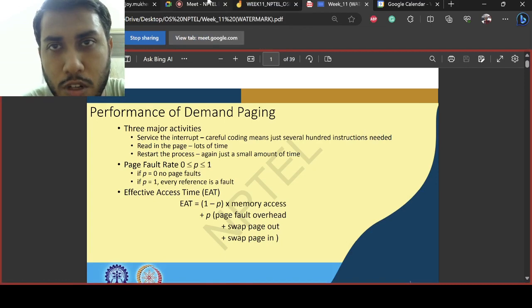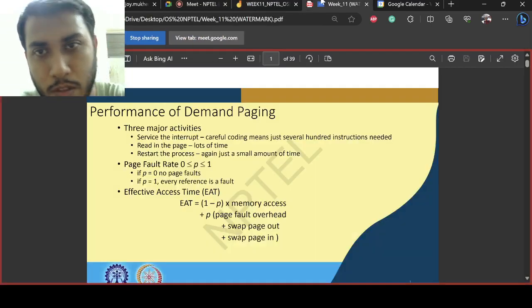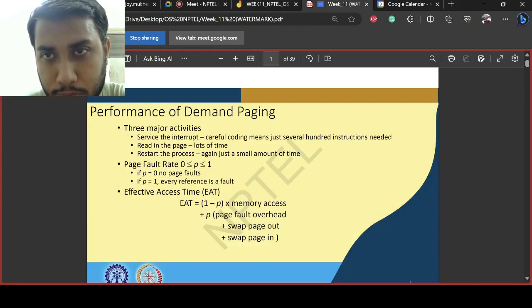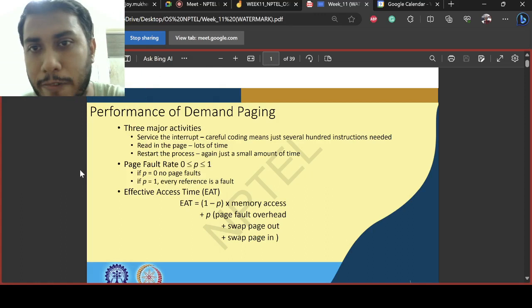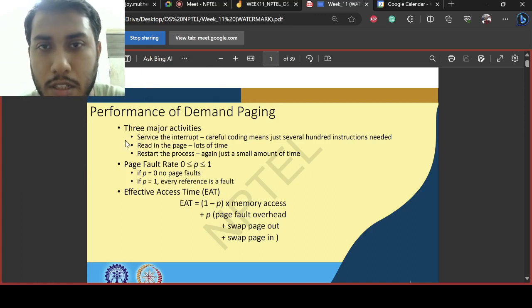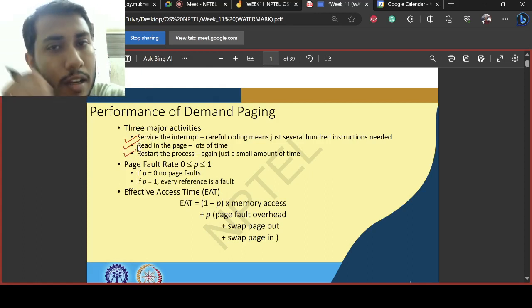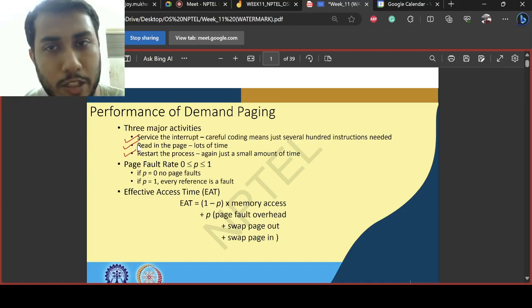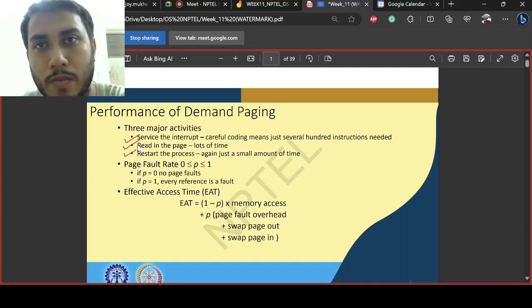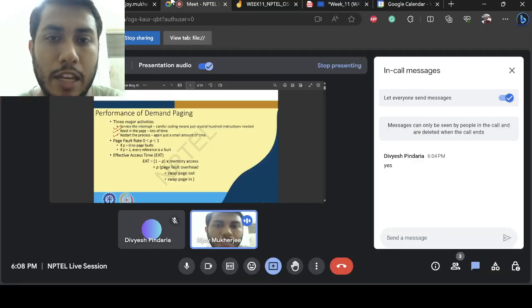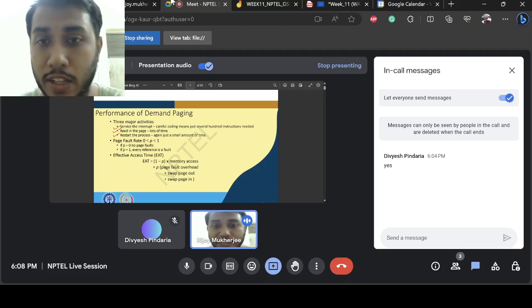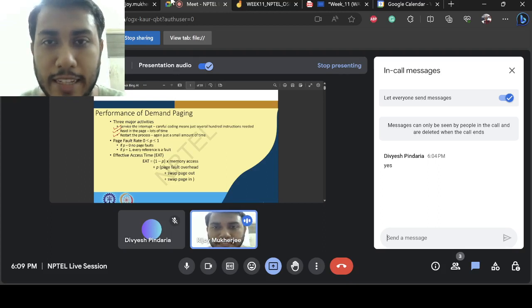First we will discuss the performance of demand paging. In demand paging, 3 steps occur. First you service the interrupt, then read the page, then restart the process again, which takes just a small amount of time. These are the 3 major activities that take place in case of demand paging. What is the interrupt? Interrupt is basically your request to bring the page.